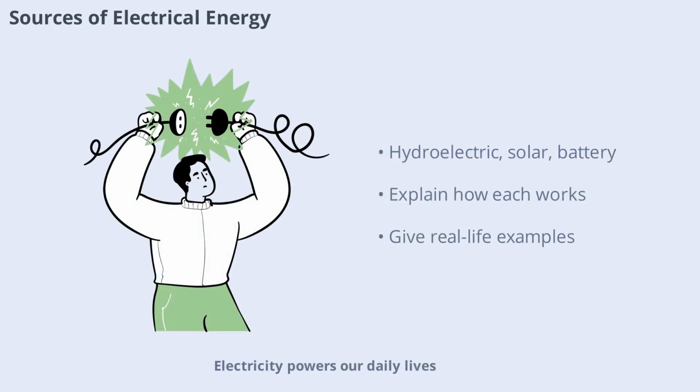Electricity powers our daily lives, and knowing its sources is a common exam question. When walking around your neighborhood, you might see sources like hydroelectric dams, solar panels, and batteries. Each source has its unique way of generating electrical energy. Hydroelectric power uses moving water, solar panels convert sunlight, and batteries store chemical energy. Understanding these sources, their advantages and limitations, helps you answer both theoretical and practical questions. Be prepared to explain how each source works and give examples from your environment.